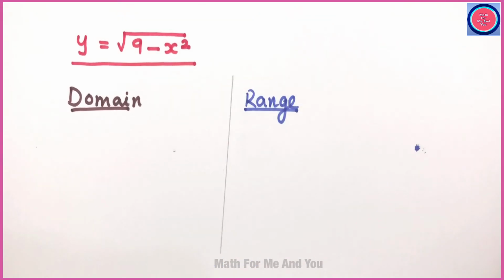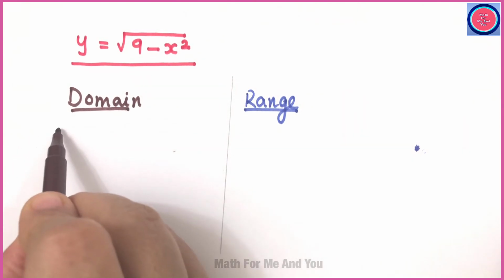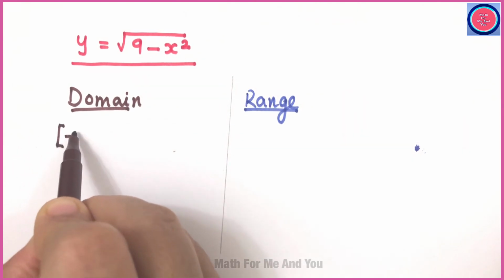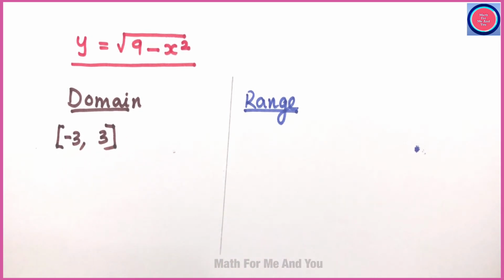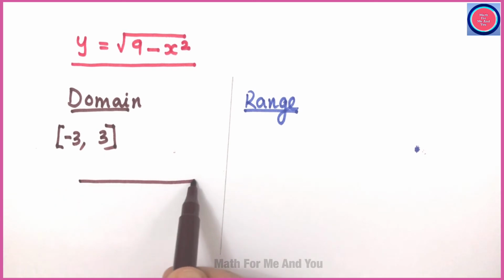Now we are going to find the range of the function y equals root of 9 minus x square. This is also very important, a root function. What is its domain? We have studied and practiced it. If you want, you can check my video. The domain of this function is the closed interval minus 3 to 3. Both sides closed.